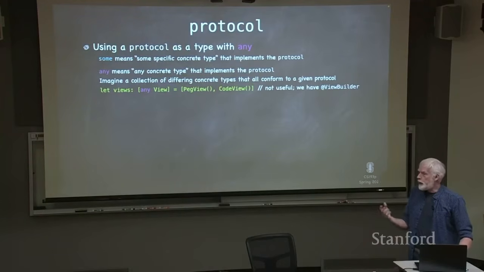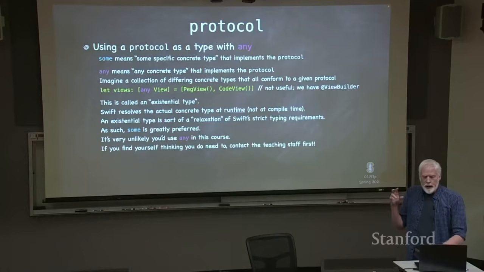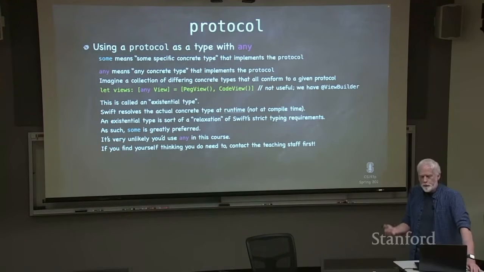It's not cheap to do, okay? It's not super efficient. We call these things existential types. It's kind of like there exists in the world something that is any view, okay? It exists. It's existential. And Swift resolves this at runtime at a cost. It's not free to figure this out at runtime. But performance is usually not a huge issue with the UI, but it's slightly something to think about.